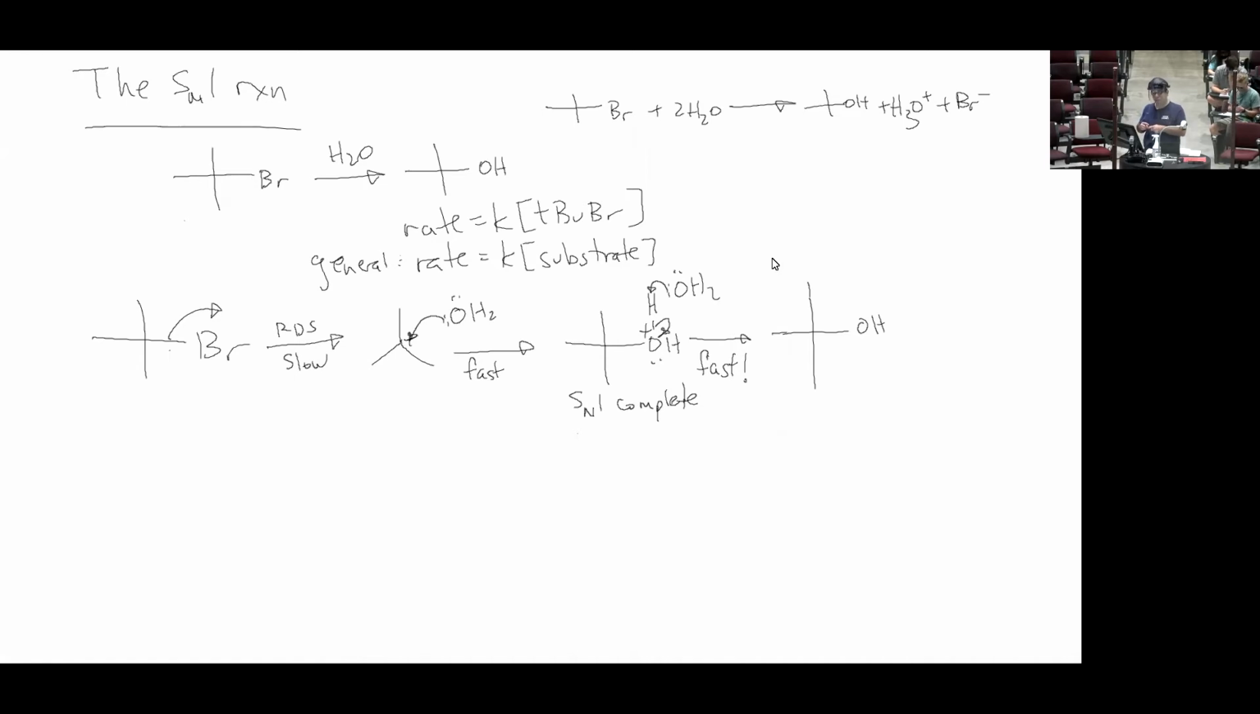We need to use something as a base to get rid of that proton. And unfortunately, the most basic species we have around in any quantity is water. So that's how we know to use that. Good. Other questions then?